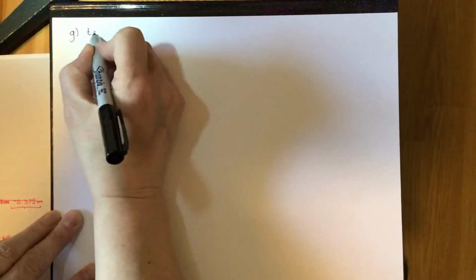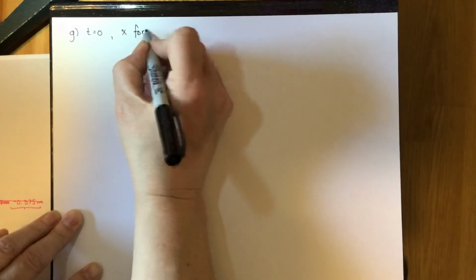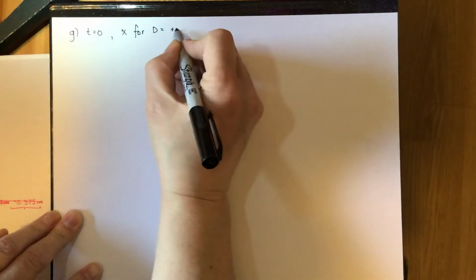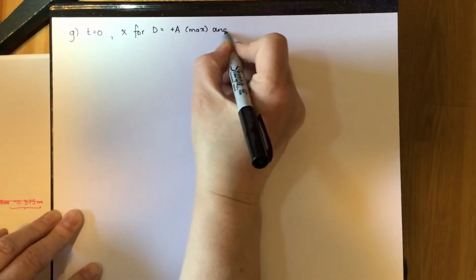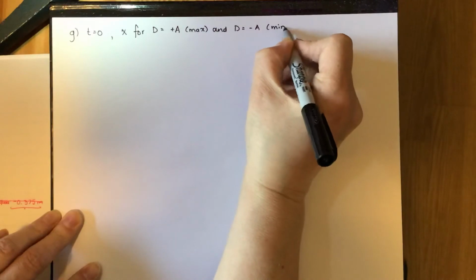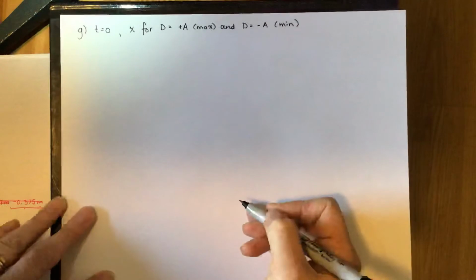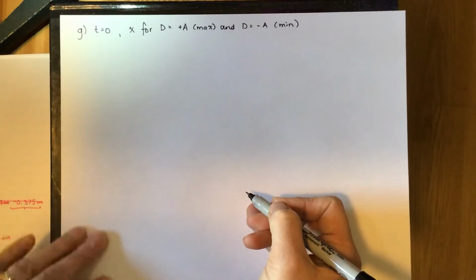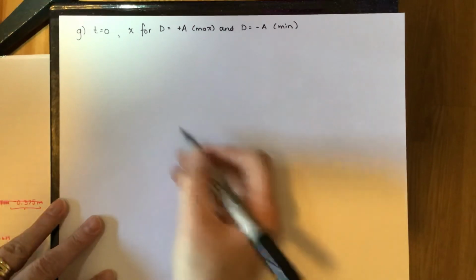So part G. For part G, our time is equal to 0. And we want to know what is x for d equals plus A. That's the maximum. And x for d equals minus A. That's the minimum. We want to know what are those values of x. Let's start with the maxima and see, does that let us find all the values of x? And does that also let us find the values of the minimums?